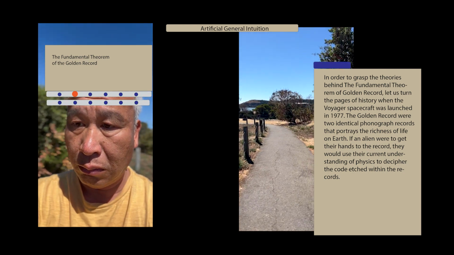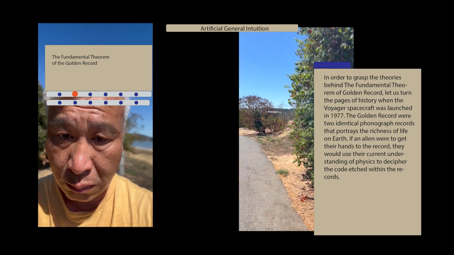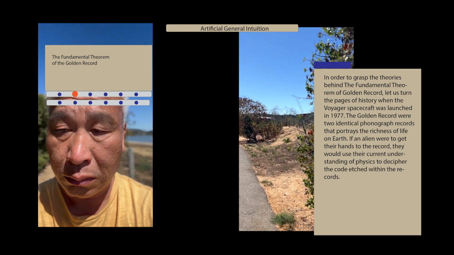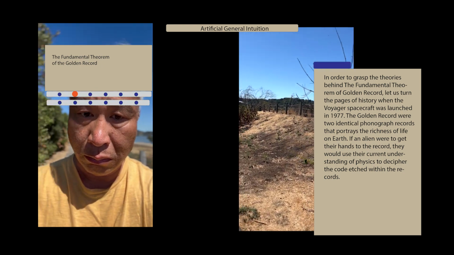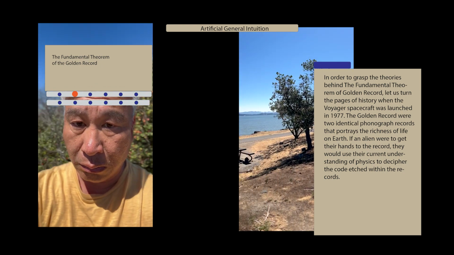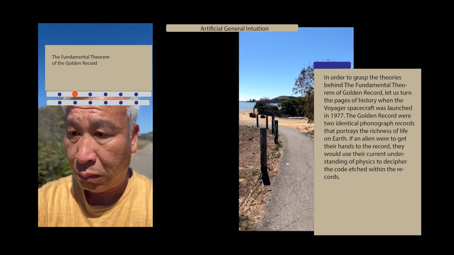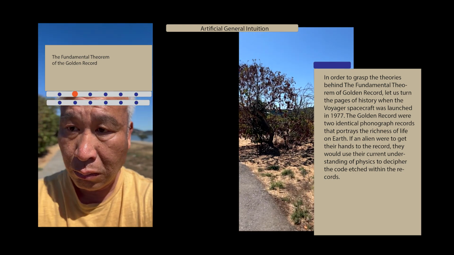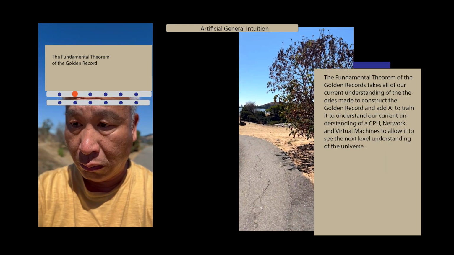The golden records were two identical phonograph records that portray the richness of life on Earth. If an alien were to get their hands on the record, they would use the current understanding of physics to decipher the code etched within the records.